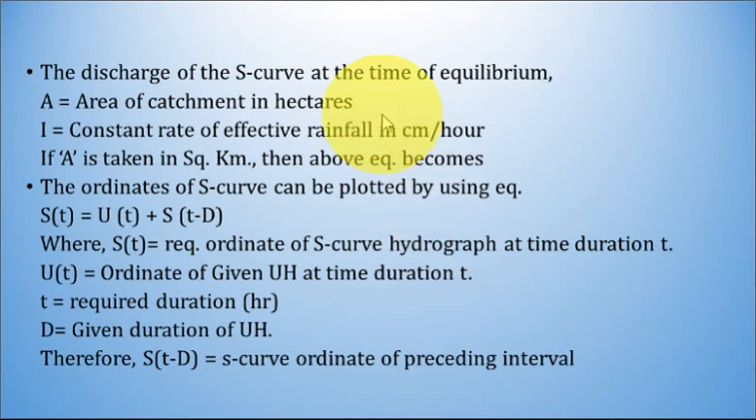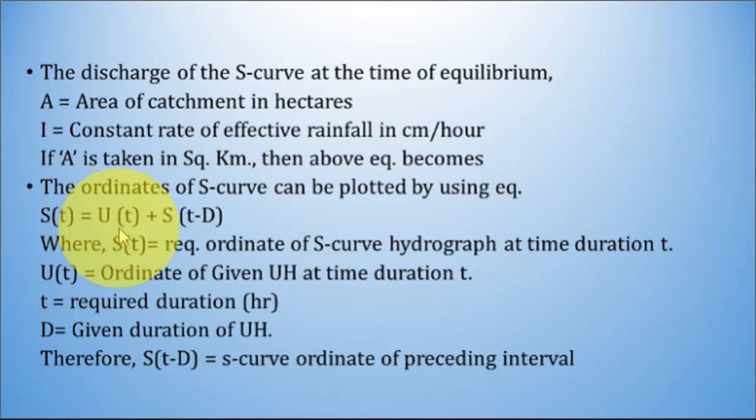The discharge of S curve at the time of equilibrium is equal to A, the area of catchment in hectares, times I, the constant rate of effective rainfall in centimeter per hour. If A is taken in square kilometers, then the above equation becomes different. The ordinates of S curve can be plotted by using the following equation.